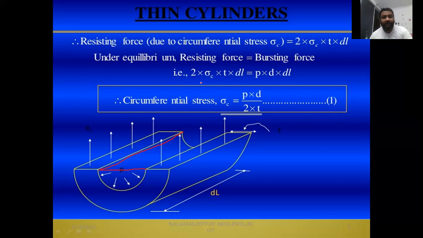Now for equilibrium, these two must be equal. That is, 2 sigma c T into dl equals P into d into dl. So dl will cancel out. Then sigma c is equal to Pd by 2t. This is the circumferential stress acting on the thin cylinder. This is the expression of circumferential stress.